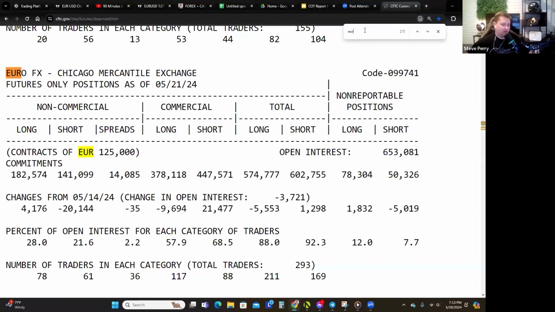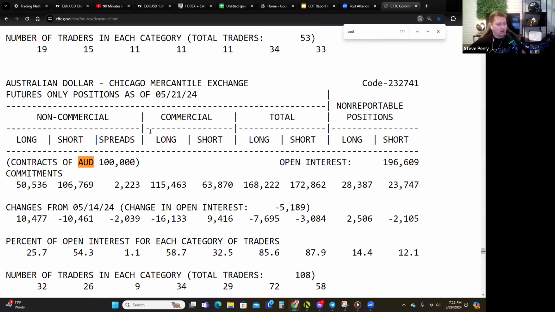Now, if you search something else, let's just do this real quick and we'll move on. Like if you search the Aussie, here's the Aussie. You've got 50,000 contracts long, 106,000 contracts short. Here's the change. So you've got a subtraction in shorts and an addition of longs. So the banks this last week were adding longs and got rid of shorts. Okay, great. That's all awesome.